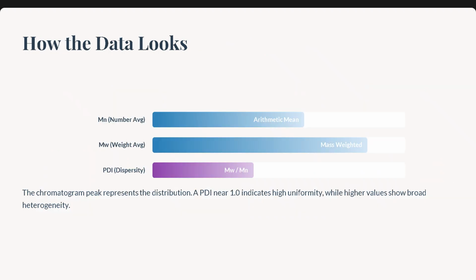After analysis, the system produces a chromatogram. The chromatogram peak represents the molecular weight distribution of your polymer sample. From this curve, we calculate Mn, the arithmetic mean molecular weight, Mw, the mass-weighted molecular weight, and PDI, which is Mw divided by Mn. If the PDI is close to 1, the polymer is highly uniform. If the PDI is larger, it indicates broader heterogeneity, meaning more variation in chain sizes. That single peak tells the entire story of your polymer distribution.